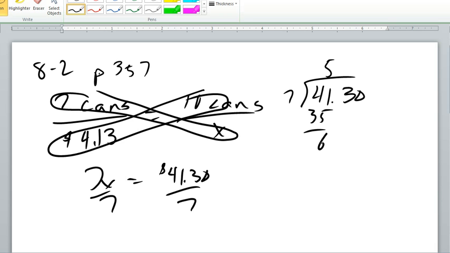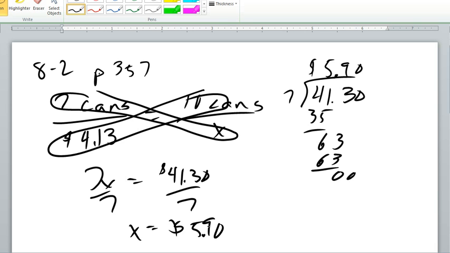Excuse me, 63. Got my decimal point there. 9. 6300. Okay, so when I do this, I know that my value of x is going to equal $5.90. So if 7 cans of dog food is $4.13, 10 cans of dog food is going to be $5.90. And that's kind of the things that you're going to be setting up here.